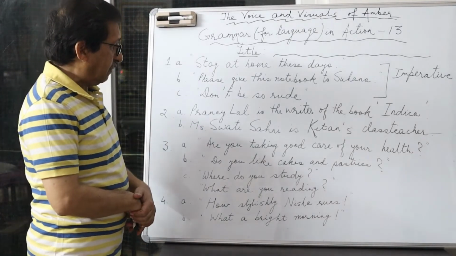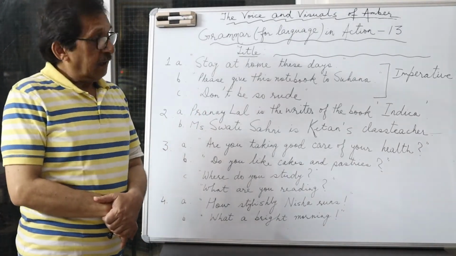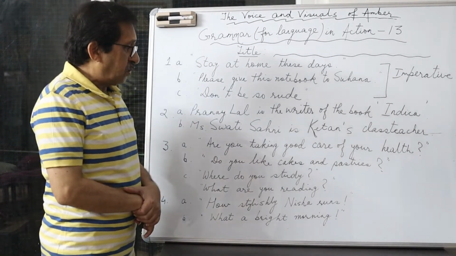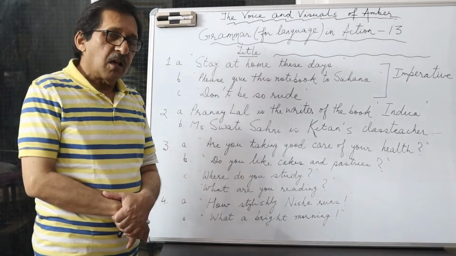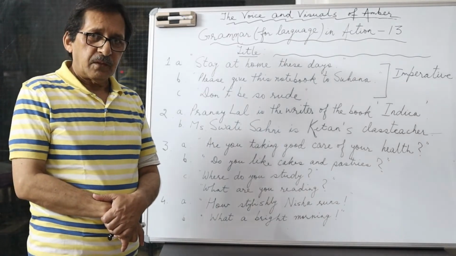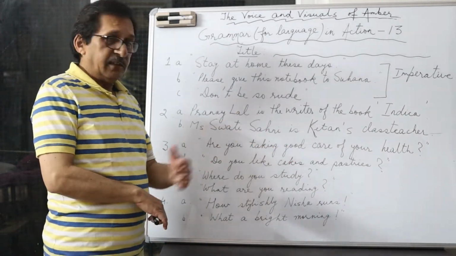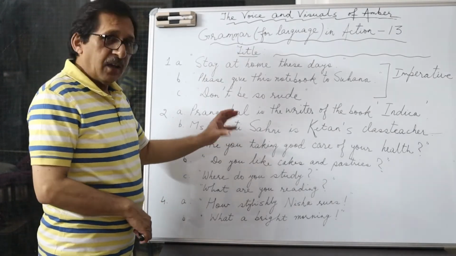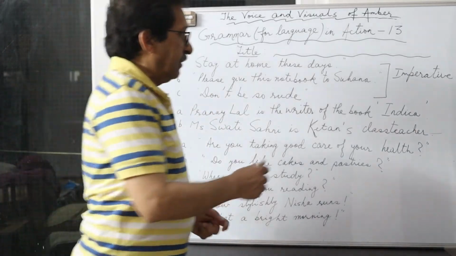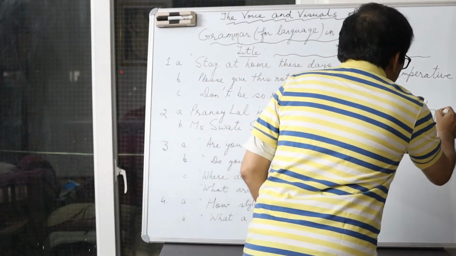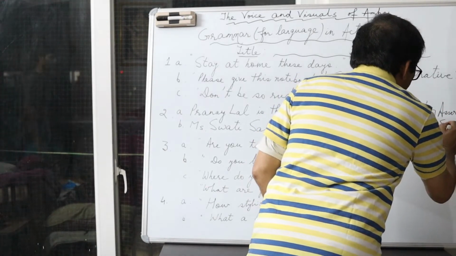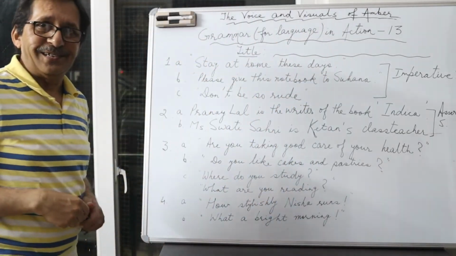You can even have a negative. Mohan Lal is not the writer of the book Indica, and Miss Swati Sahani isn't Ketan's class teacher. Miss Vasudha is Ketan's class teacher. So you can have an affirmative or a negative statement of facts, and this therefore is called the assertive sentence. The assertive sentence.